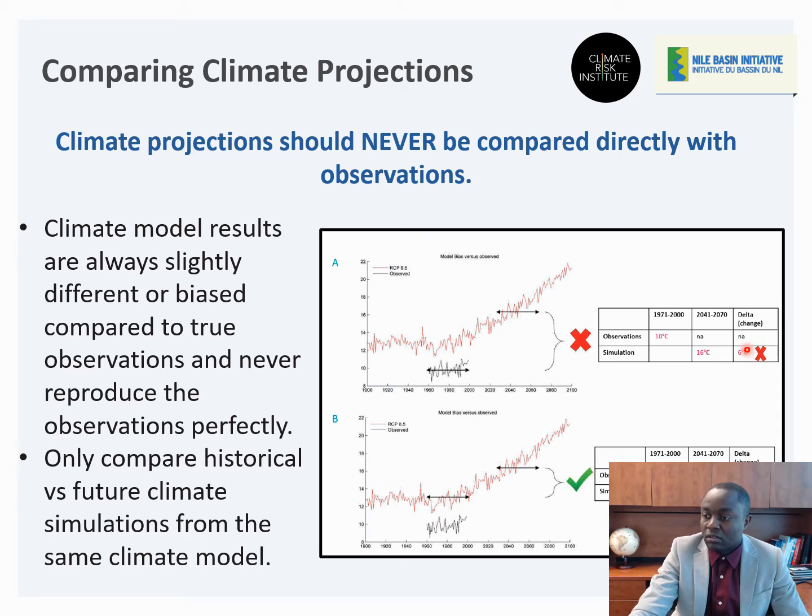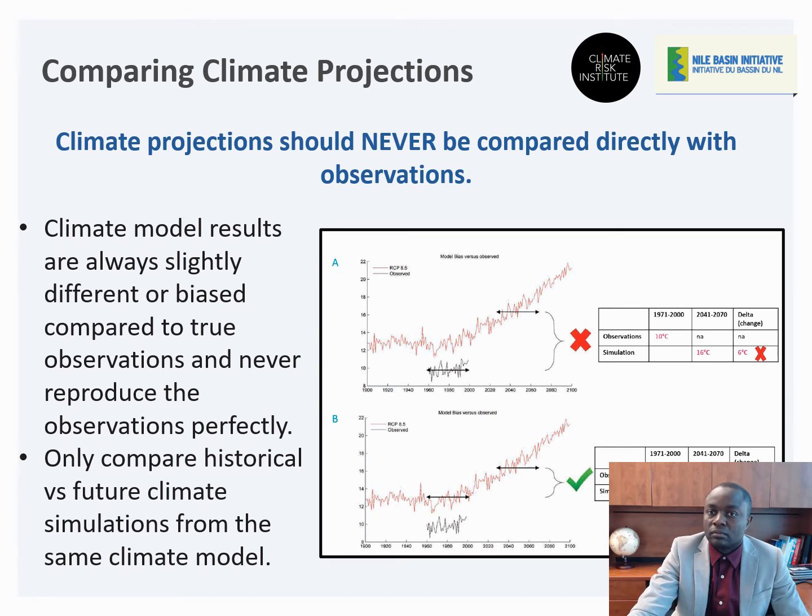What you should do is shown here in B. For the same simulation, so historical climate simulation and future climate simulation, you come to the historical period, extract a 30-year time series, for example, in the historical, go to the future and extract that same 30-year time series, say in the 2080s, and compare both. So you are comparing apples to apples, then you will get a delta change of about 3 degrees Celsius compared to 6 degrees Celsius if you compare two different data sets.